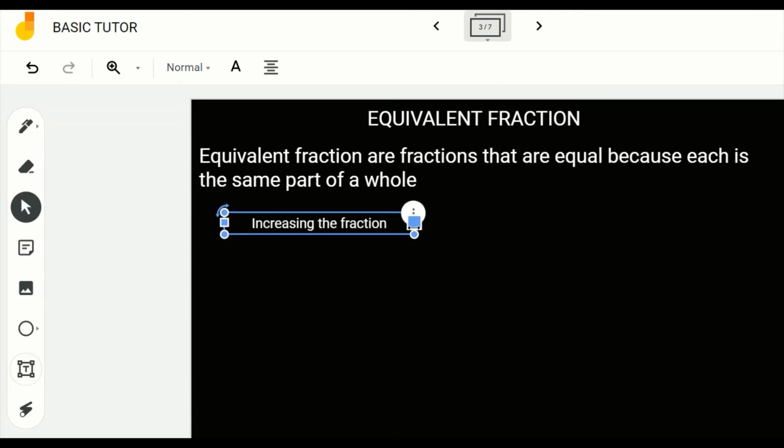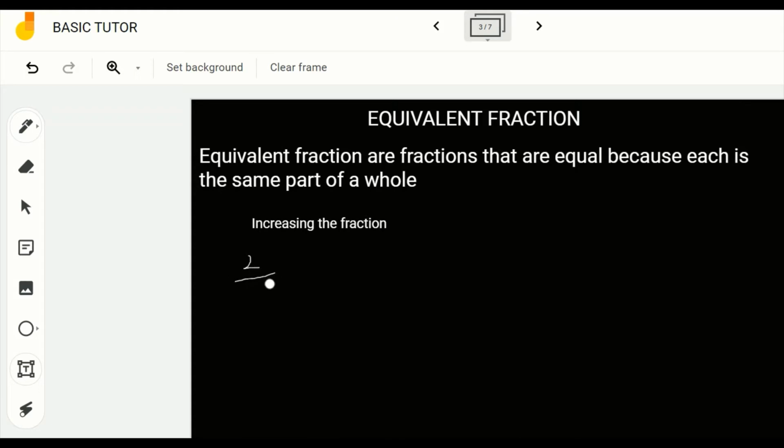Now, if we are to increase a fraction by finding its equivalent fraction, we multiply the numerator and the denominator by the same number. For example, if I have 2 over 5, for me to find the equivalent fraction, I can decide to multiply the numerator and the denominator by the same number. For example, let's use 3. So 2 times 3 over 5 times 3.